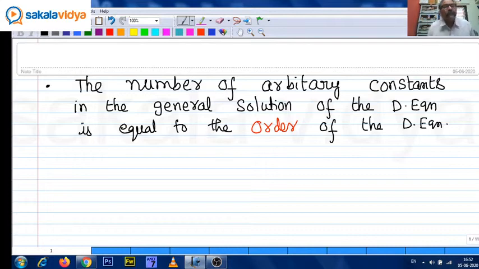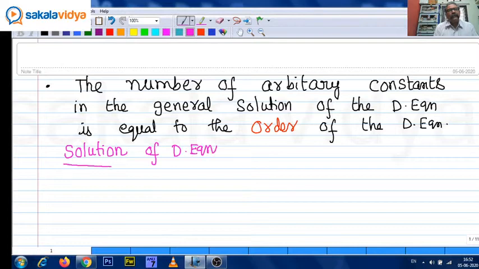So next, solution of the differential equation. What do you mean by solution of the differential equation? This is very, very important. How to find out the solution of the differential equation? We will form the differential equation. Next, we need to solve it.